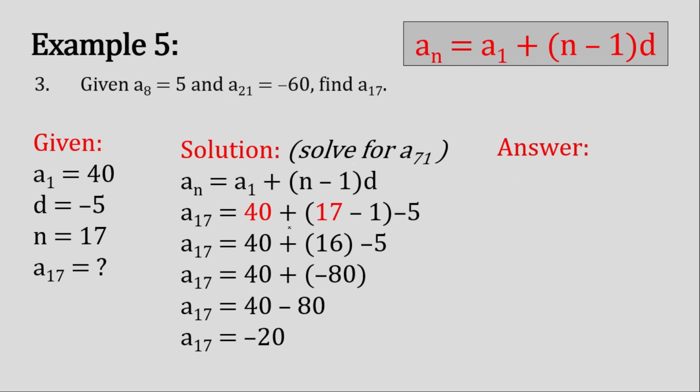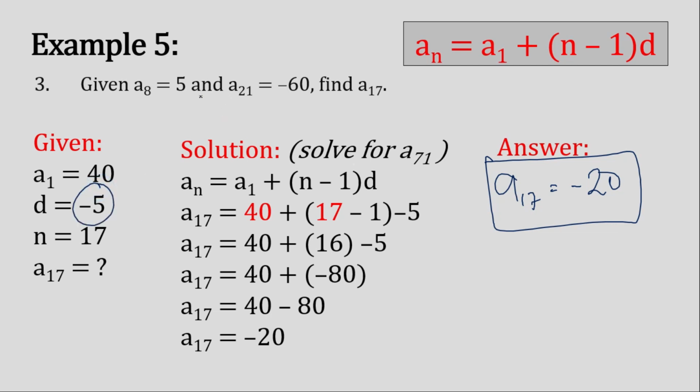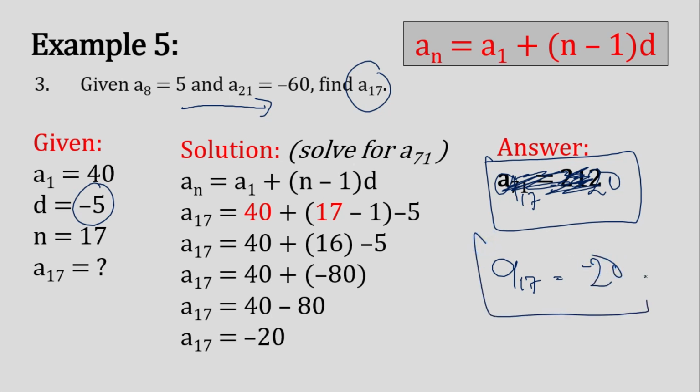I'm sorry. So a sub 17 is equal to negative 20. Again, because we have a negative common difference, the values should be decreasing, or descending. So from 5, we have 0, negative 5, and so on until we get to a sub 17. So the previous result is wrong. I'm sorry for this, I did not edit it. Just remember that a sub 17 is equal to negative 20. This is the answer.